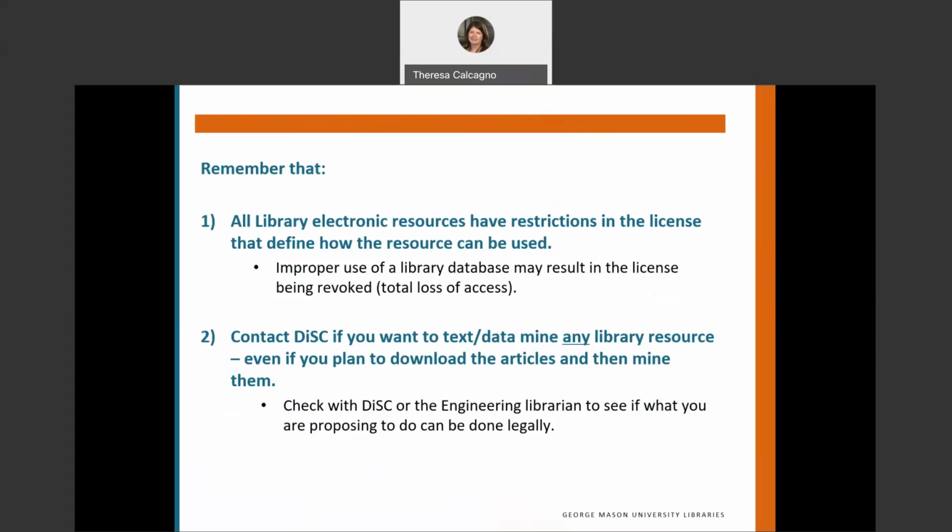One thing I need to remind you about is that all library electronic resources are licensed from other parties. The license agreements for these resources restrict how the resource can be used. If you have any questions about the use restrictions on a resource, please contact us as soon as possible. Improper use of a database may result in revocation of the license and complete loss of access for the Mason community. Please check with the Digital Scholarship Center if you are planning to do any text or data mining of a library resource.